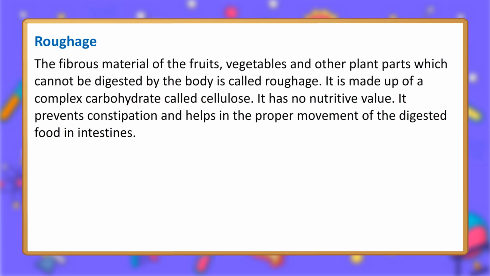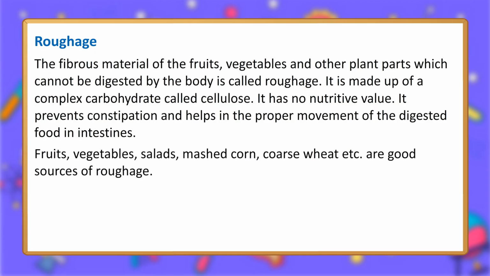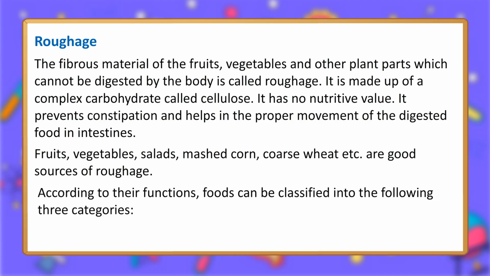Roughage. The fibrous material of the fruits, vegetables and other plant parts which cannot be digested by the body is called roughage. It is made up of a complex carbohydrate called cellulose. It has no nutritive value. It prevents constipation and helps in the proper movement of the digested food in intestines. Fruits, vegetables, salads, mashed corn, coarse wheat etc. are good sources of roughage.